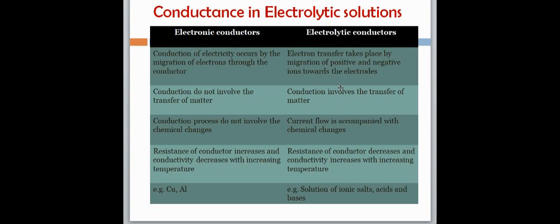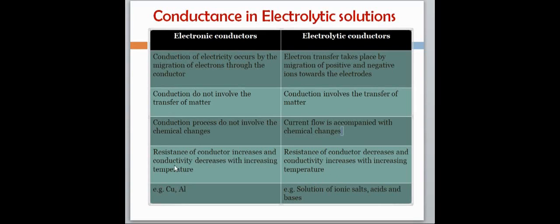Now let's come to electrolytic conductors. Here it is about transfer of ions in solutions. Ions get transferred, so there's transfer of matter also. Current flow is accompanied with chemical changes in electrolytic conductors, so when the current flows, there will be a chemical reaction. And the resistance of the conductor decreases.